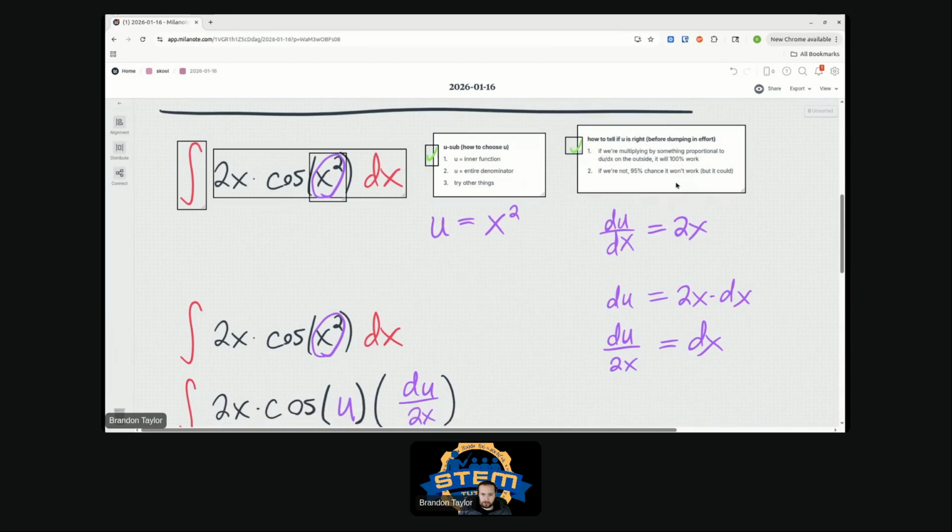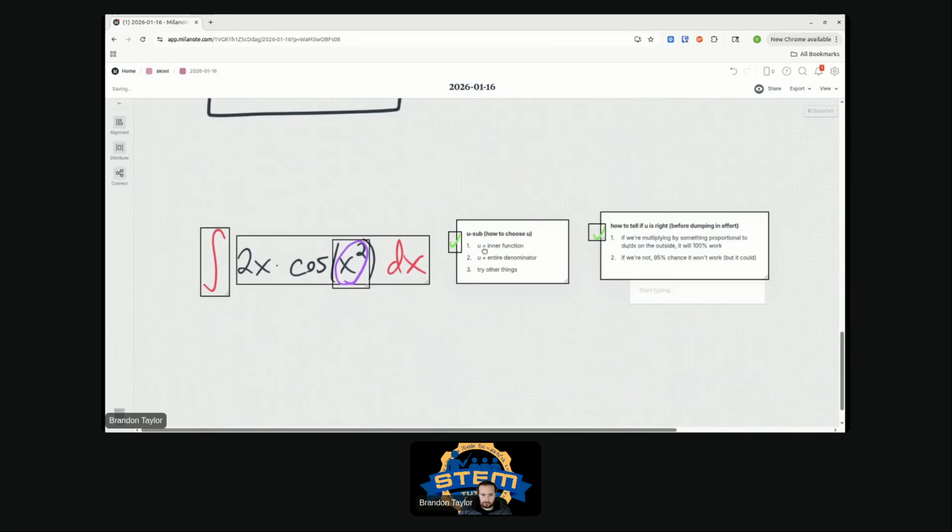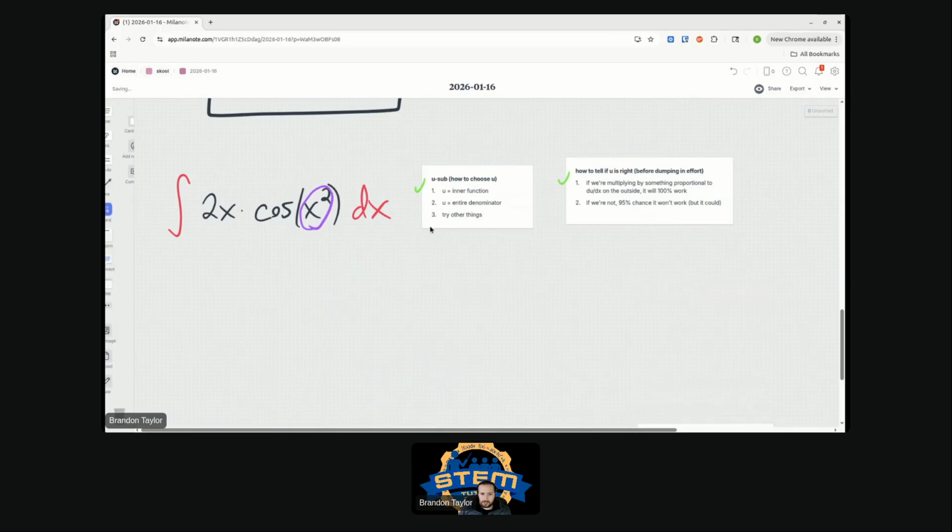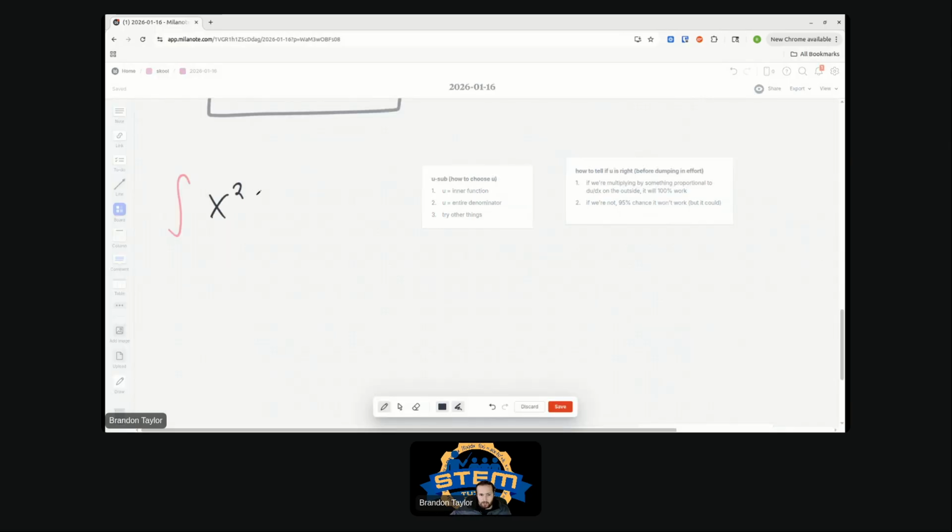Now let's do some others. So I'm just going to pull these down and then we'll take a look. So here, let me do a tweak here. Let's say we're doing, I'm just going to make up, x squared times square root of x cubed plus 1 dx.